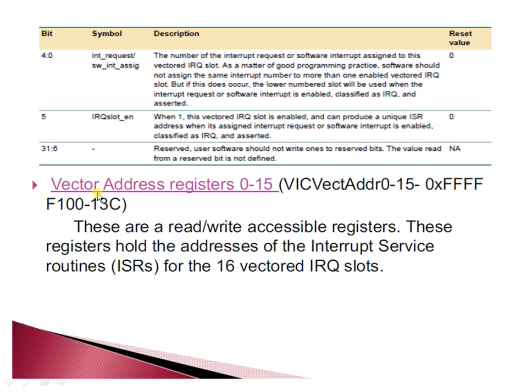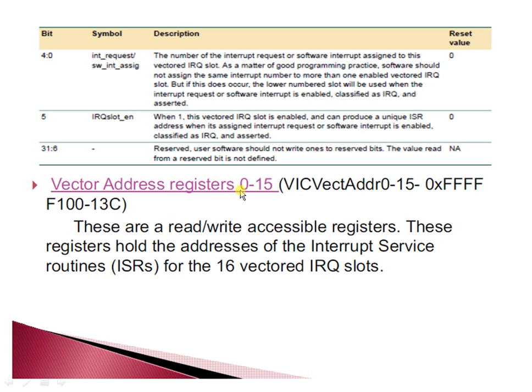Then we have the address registers, that is vector address registers. As I told you, every slot is provided with a control as well as an address register. Initially we have seen how to program the control register. Let us see what this address register is going to hold. This address register will be holding the address of the ISR. For example, if I'm writing an ISR for IRQ, the address of that particular ISR should be written into this register.